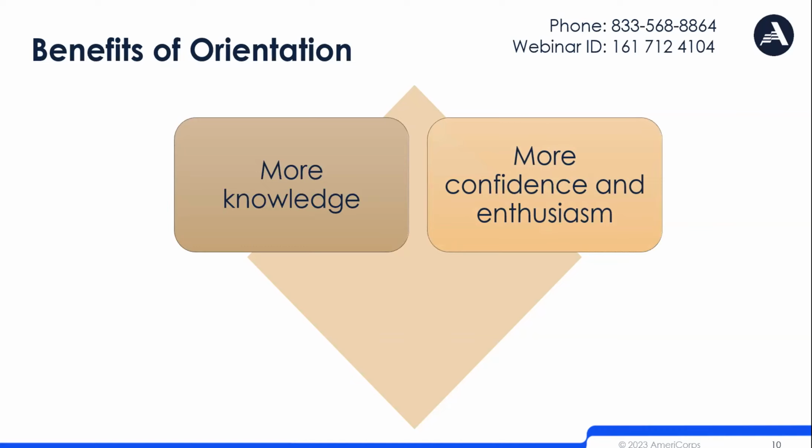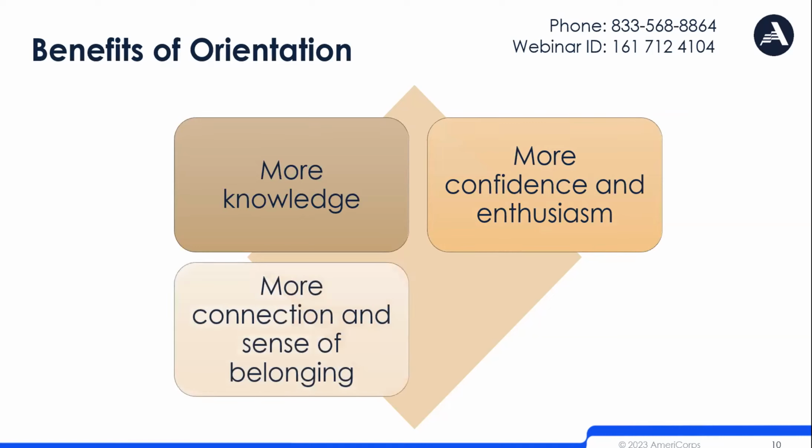Next, orienting your members increases their confidence. When they have clear expectations about their role and know how what they're doing fits into the mission, your members will feel competent to perform their service, and they'll be enthusiastic about their commitment to the purpose of the organization and to AmeriCorps service.